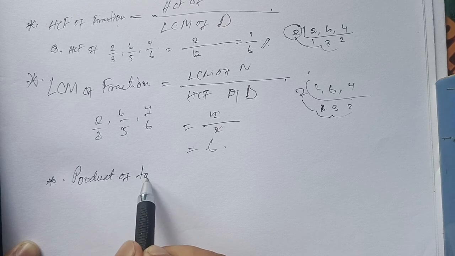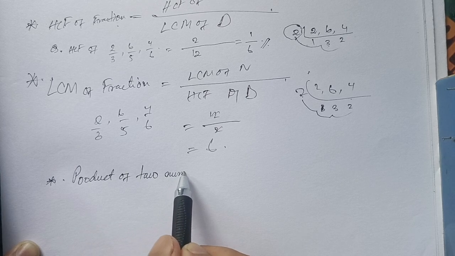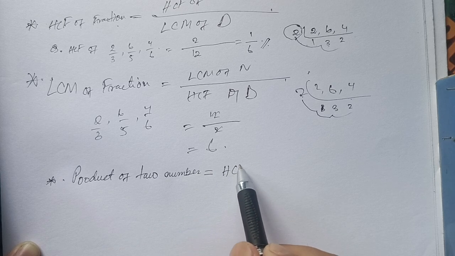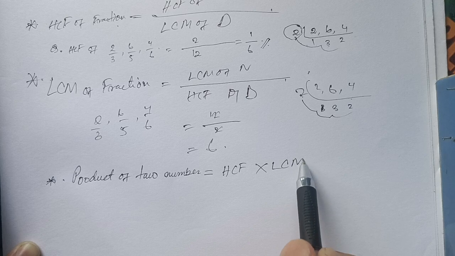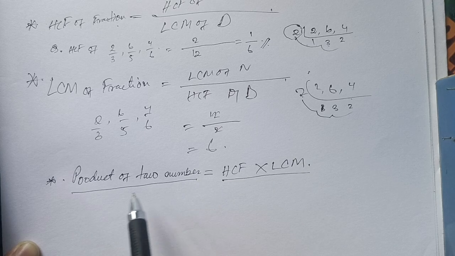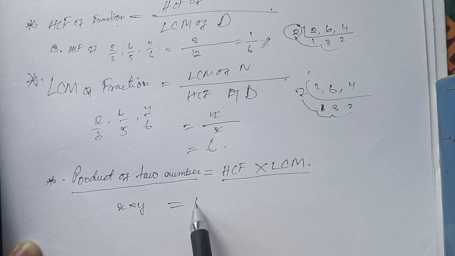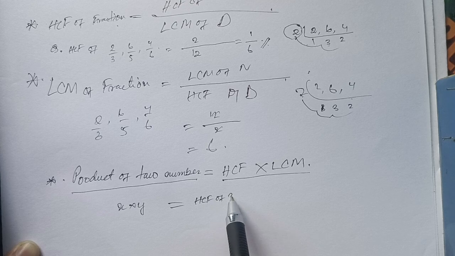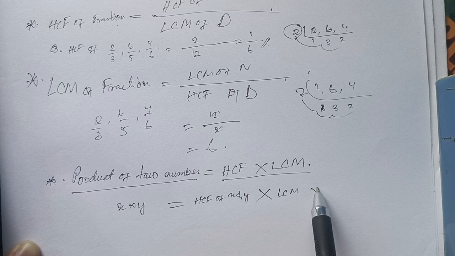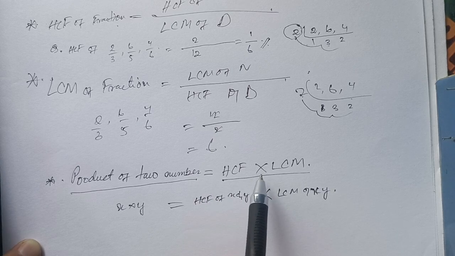This is very important. The product of two numbers is called HCF into LCM. The product of two numbers, let's say x into y, will be equal to HCF of x and y into LCM of x and y. It's a number.